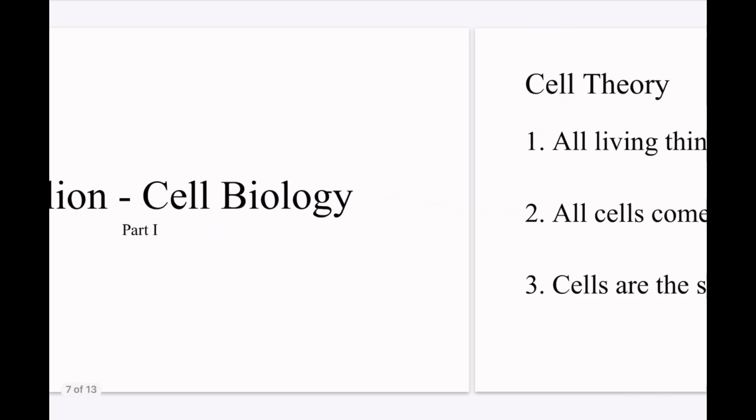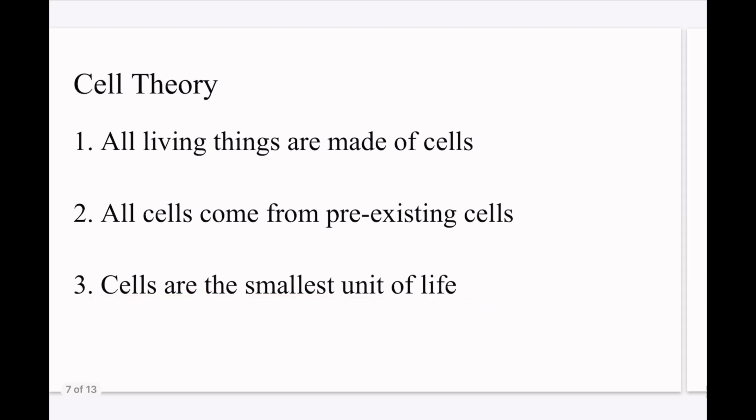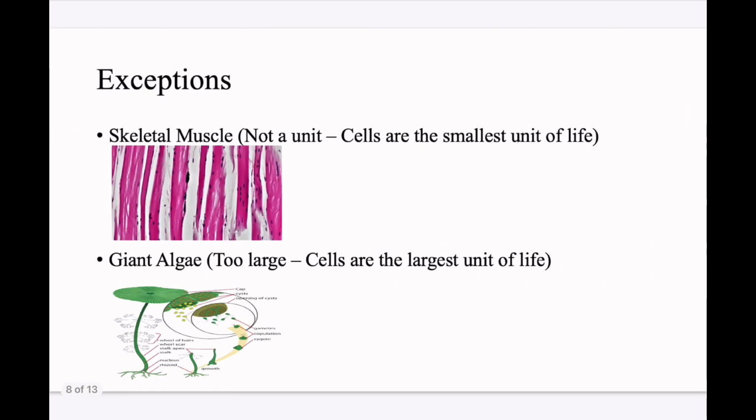So when you first open up the unit, you'll probably be greeted with the cell theory, where you'll get a basic idea of what we think cells are. The theory states that 1. All living things are made of cells, 2. All cells come from pre-existing cells, and 3. Cells are the smallest unit of life. Of course, there are exceptions to these, hence the name theory.